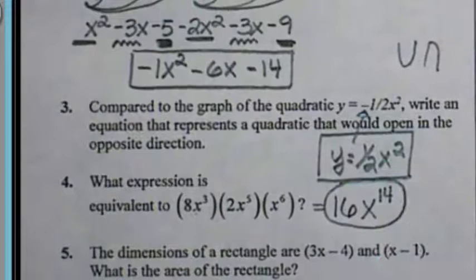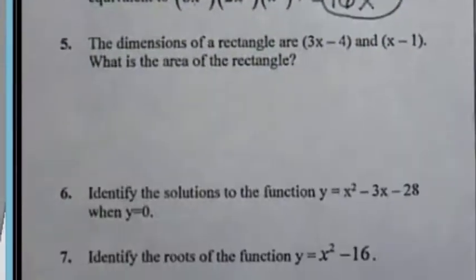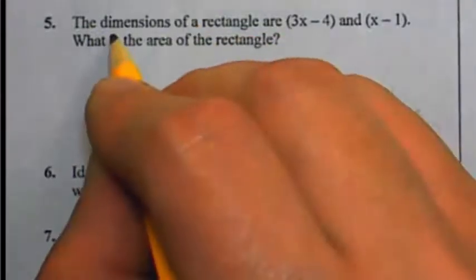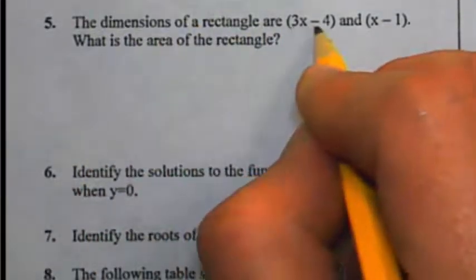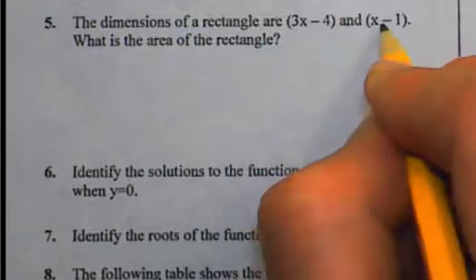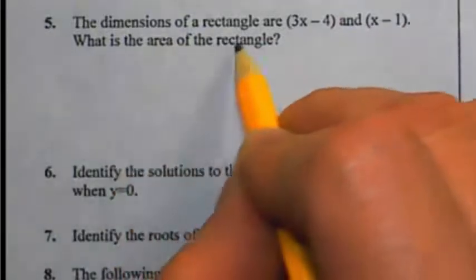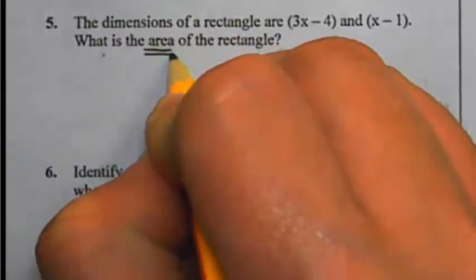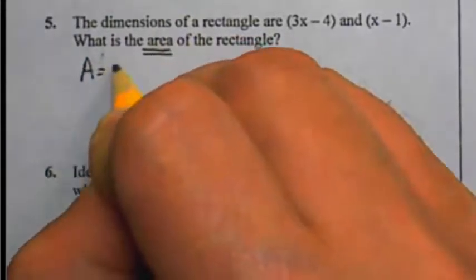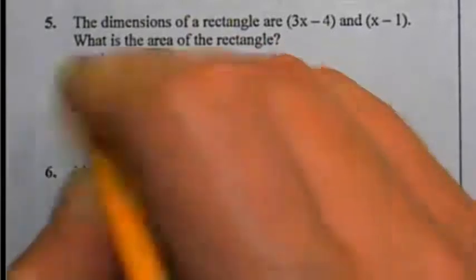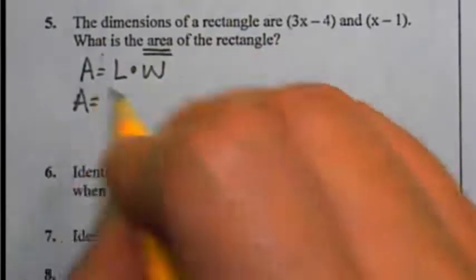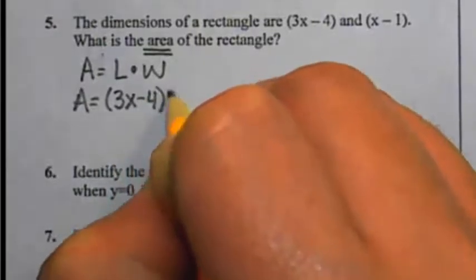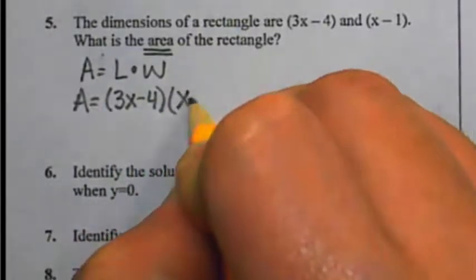Alright, let's go ahead and do problem number 5. Problem number 5 says the dimensions of a rectangle are 3x minus 4 and x minus 1. What is the area of the rectangle? If you remember, the key word here is area. Area of a rectangle is length times width. So the area is 3x minus 4 times x minus 1.